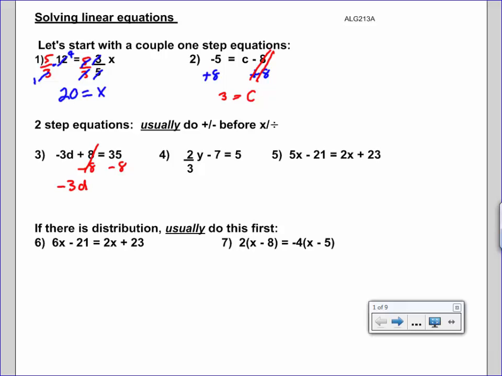So now we have a -3d equals 27. This is what we mean by how we did an addition or subtraction first. Now we're going to go ahead and do the division to eliminate the -3. So divide by -3, divide by -3. You now have d by itself, and a positive divided by a negative is a negative. So -9 is your answer.